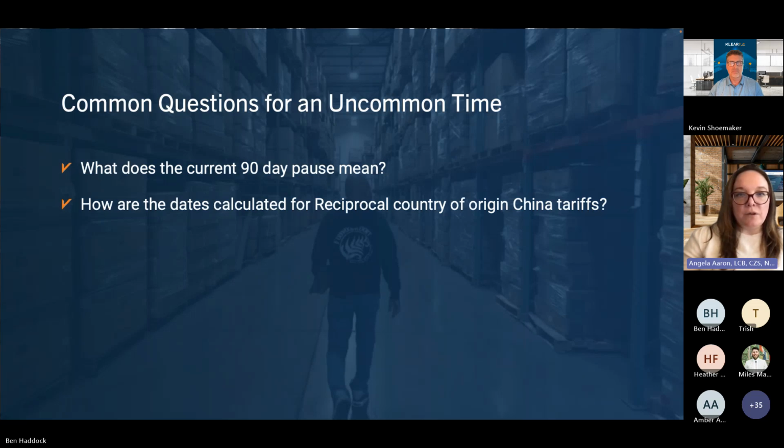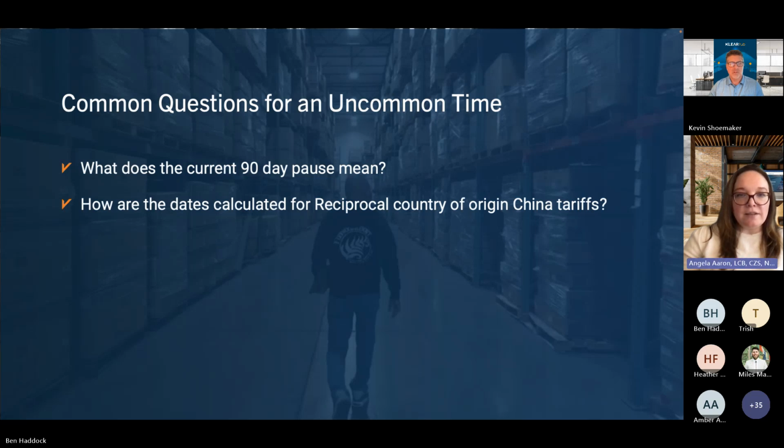But as long as you were loaded prior to April 5th, you arrive by the end of May, you can apply an exception, not pay any tariff. If the goods were loaded on a vessel in China between April 5th and April 8th, those pay the 10% tariff. So it's only a 3-day window. There's going to be a limited benefit from that. But if you loaded between the 5th and the 8th, 10%, it's a whole lot better than paying 125.